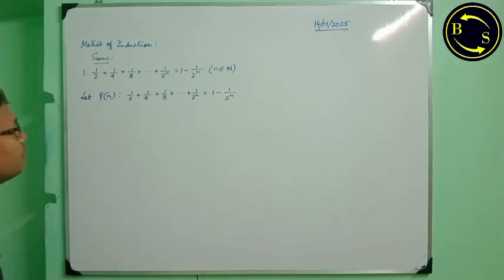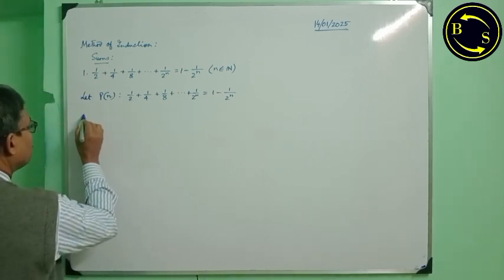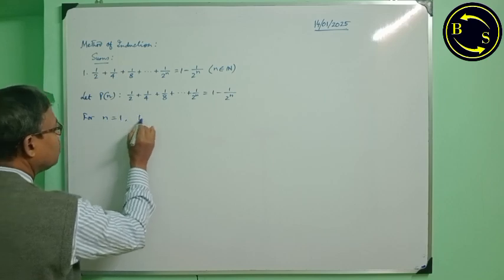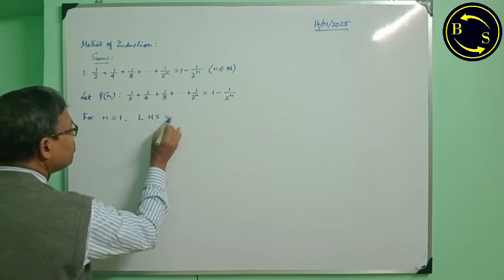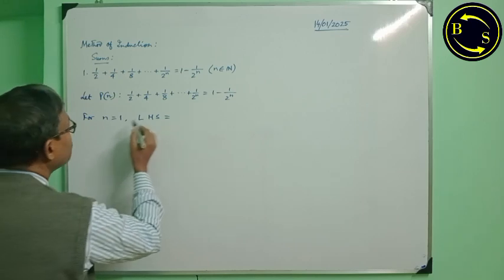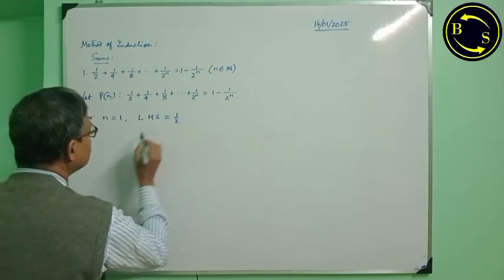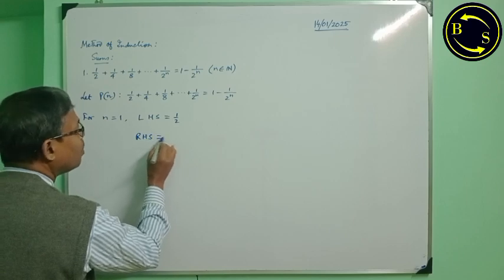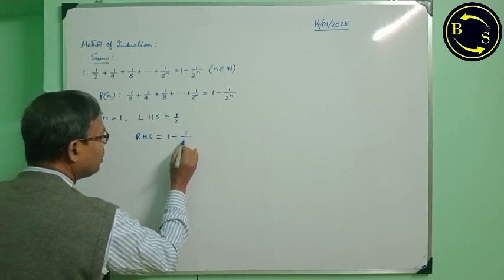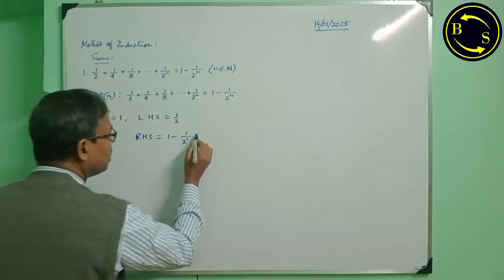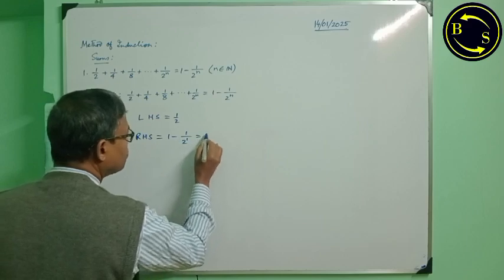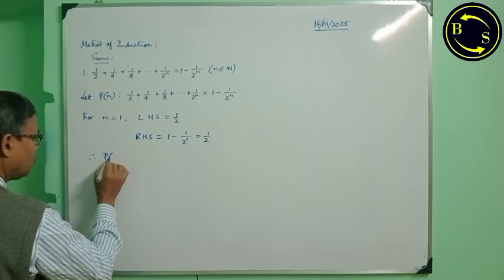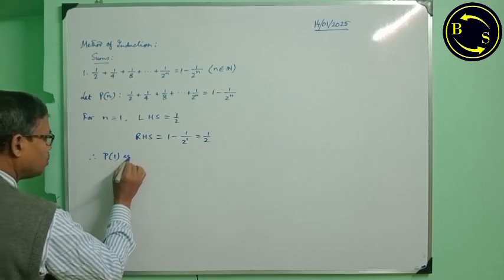Now the basic step for n equal to 1. LHS, that means n equal to 1, first term will be half. RHS, 1 minus 1 by 2 to the power 1, that is equal to 1 minus half, means half. Therefore P1 is true.